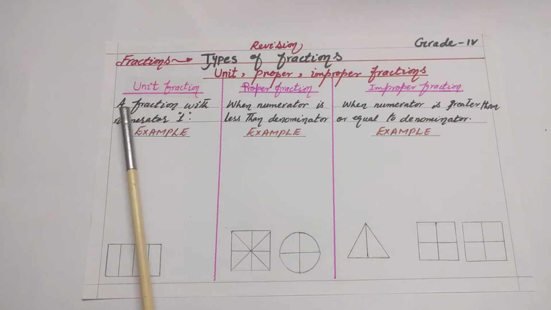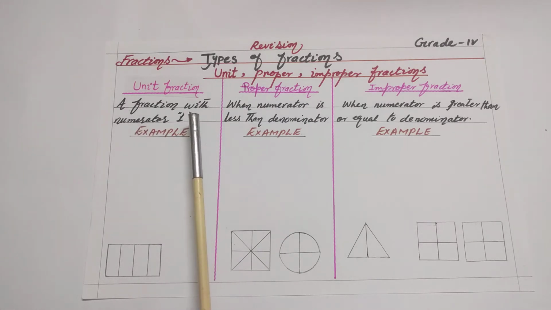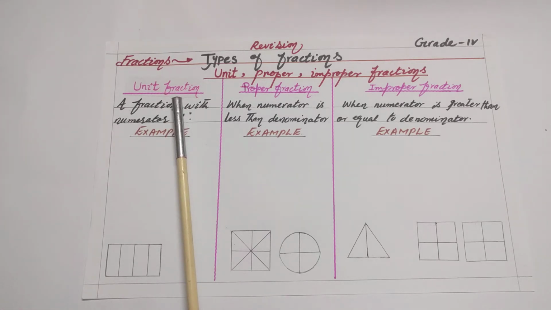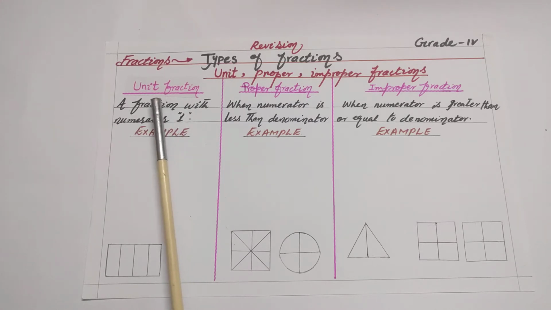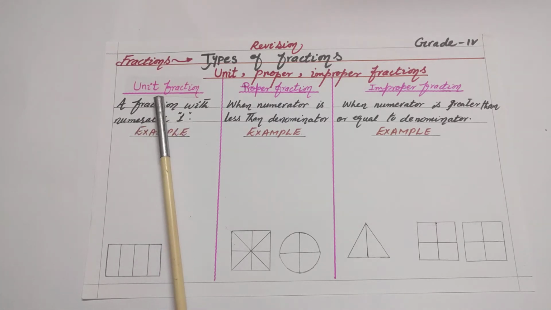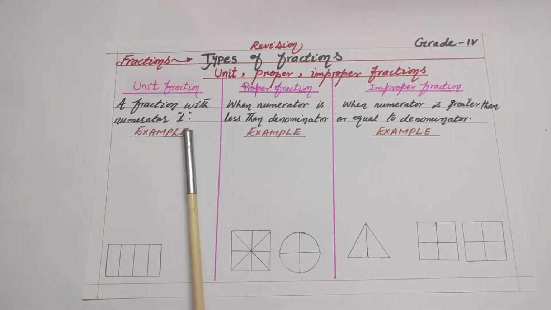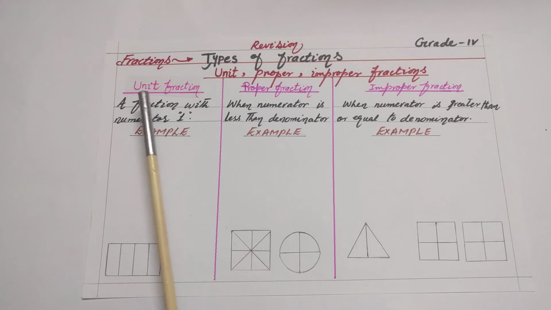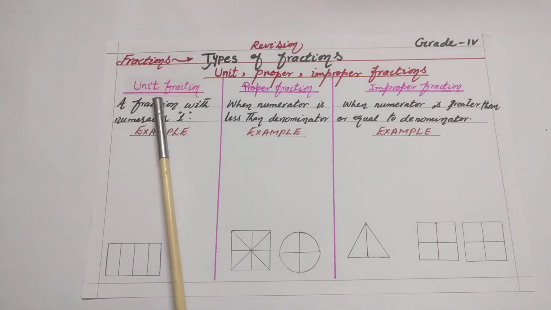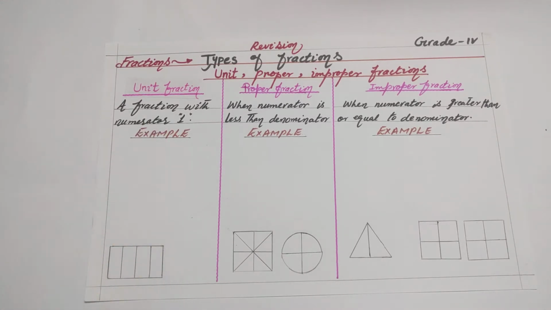What is unit fraction? A fraction with numerator 1 is called unit fraction. As you know, there are two parts of the fraction. One part is called numerator and the other part is called denominator. Means when you write a fraction in the form of numerator and denominator, if the numerator of the fraction is 1, then that fraction is called unit fraction. Clear? Here I will explain the unit fraction with the help of an example.